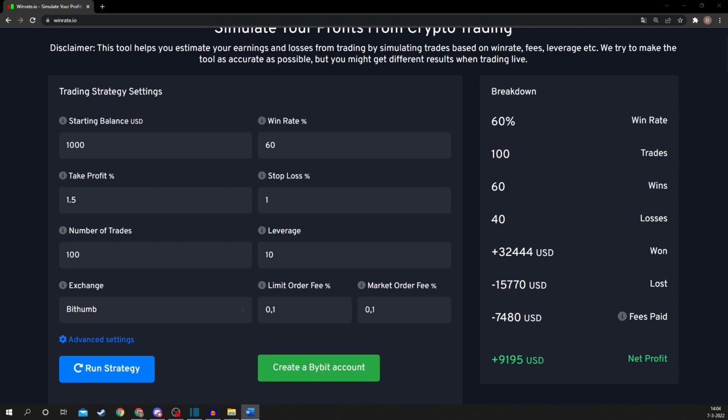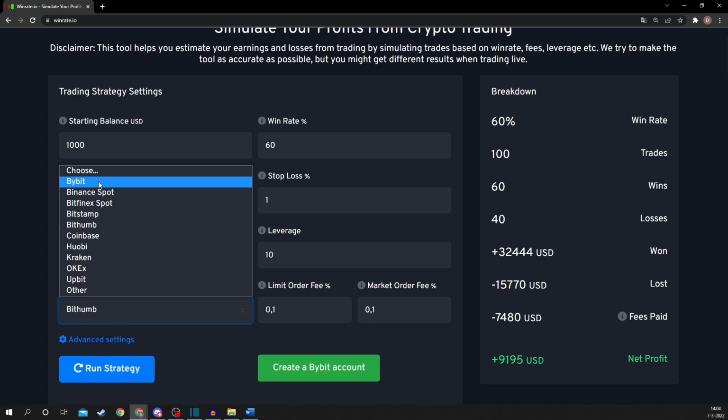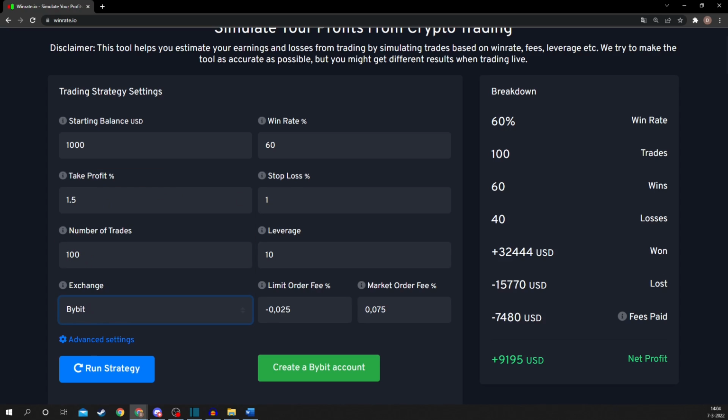When you trade with leverage, it is important to use the right exchange. Every exchange has different fees, and with some exchanges you will pay a significant amount in fees. For example, the fees paid here are from BitHub and they are 7,480 USD. If we were to go to, for example, BYBIT, there's going to be a major difference in the amount of fees that you need to pay. So we are using the exact same data, but instead of the BitHub exchange, now we use the BYBIT exchange and see what difference the fees make to your net profit.